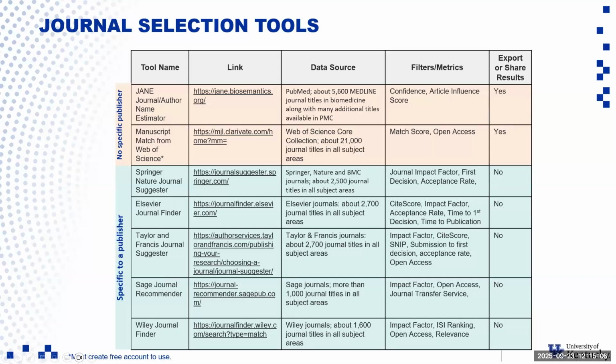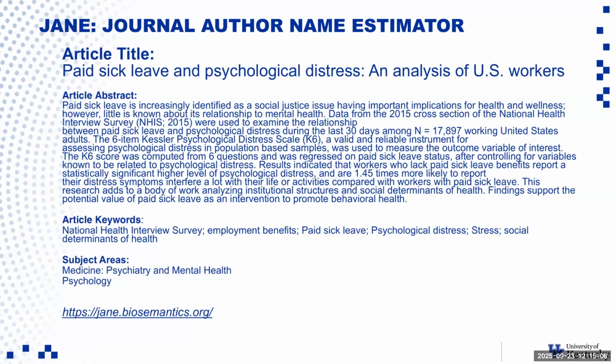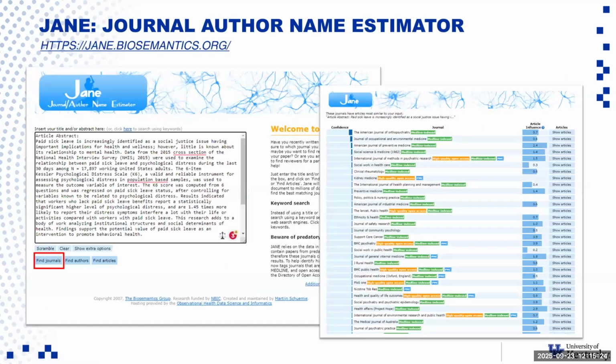We don't have time to go over all of these today, but I'm just going to show you an example of what Jane will do. If you have an article title, your abstract, and your keywords, you can just copy this information and paste it into Jane. You can copy and paste the abstract and title and then click Find Journals, and then it will supply you a list of journals.